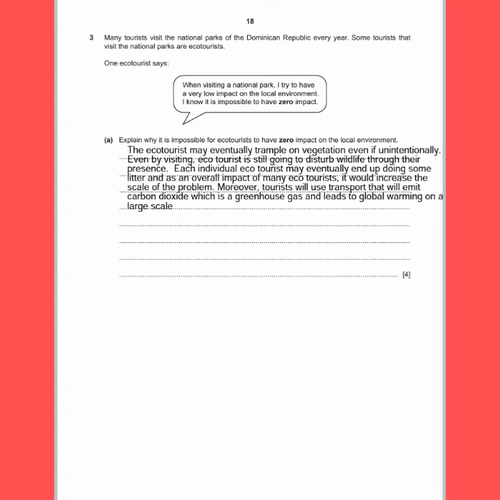So of course, if you think about it, definitely they're going to use vehicles to reach that national park, right? So you have the idea of emissions of carbon dioxide, which is a greenhouse gas that leads to global warming, right? And then you have the idea that, of course, even if one ecotourist is causing very little litter, if you talk about many ecotourists causing litter on a large scale, it's going to become much more than that of an individual, right? So again, having an impact on the local environment. Then you have the idea that of course they're going to trample on the vegetation when they walk, or they may simply disturb the wildlife through their presence, right? Or noise pollution, right? So because of these reasons, they cannot have zero impact on the local environment.